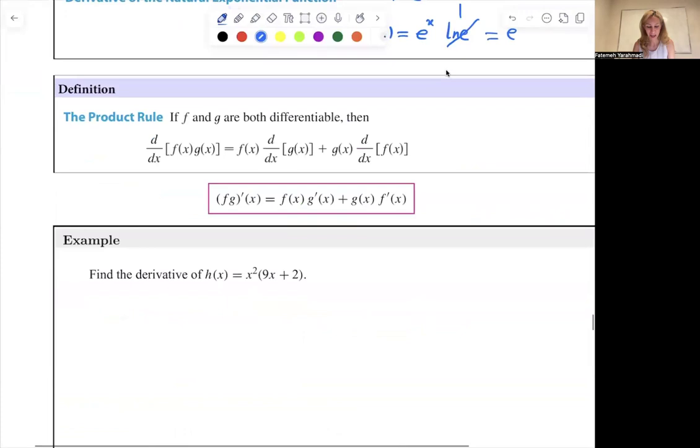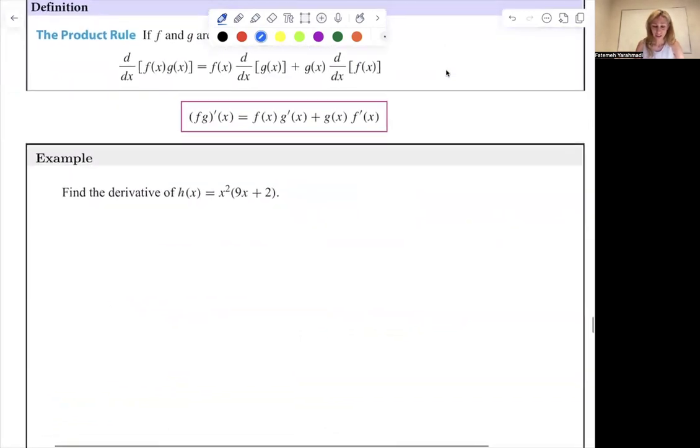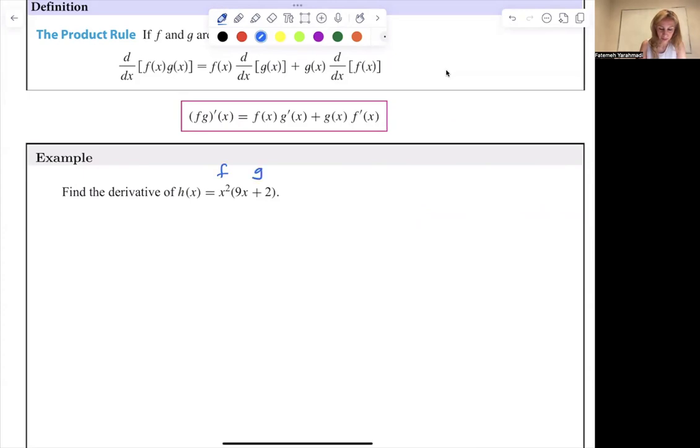For example, here I have x squared times 9x plus 2. I want to take the derivative of this function. Well, here we have an interesting case. You could distribute x squared into the parentheses and take the derivative, or you can apply the product rule. So let me show you both ways. Here, this is my f, and this is my g. So h prime of x is f prime times g plus f times g prime.